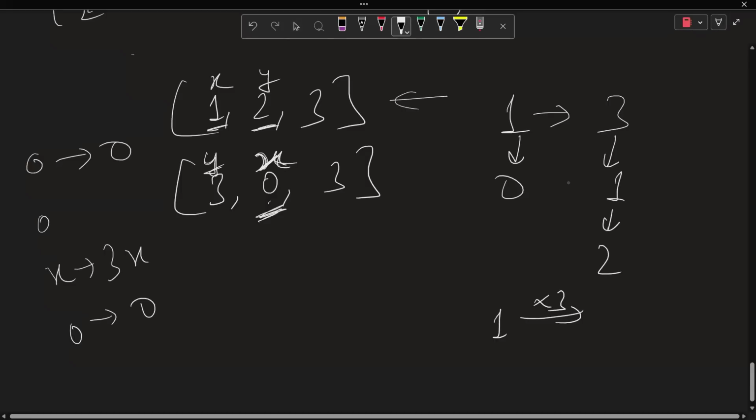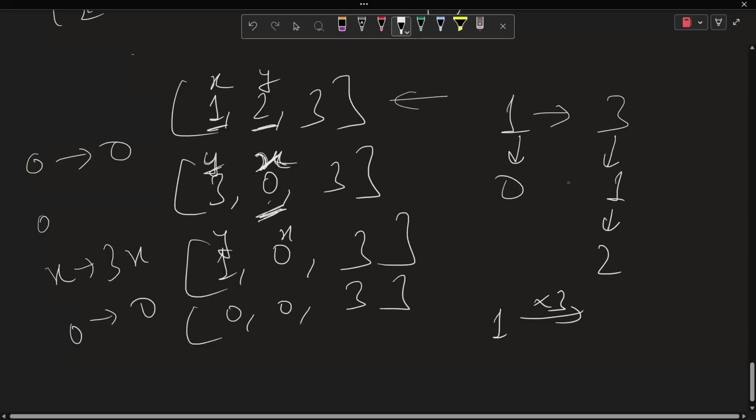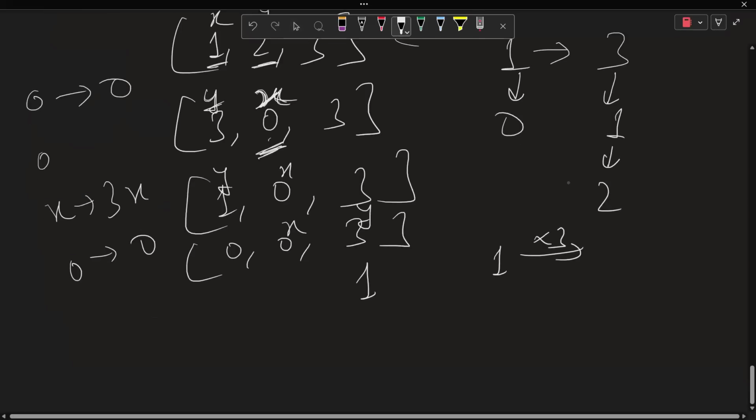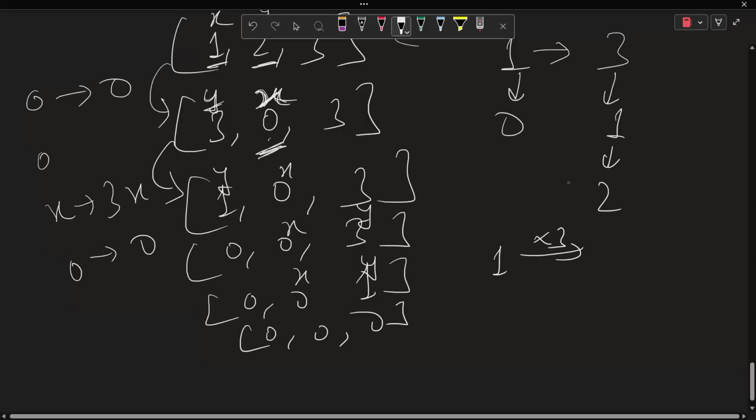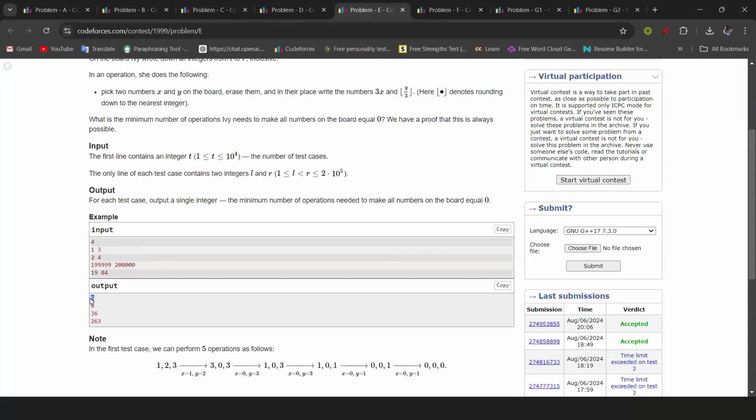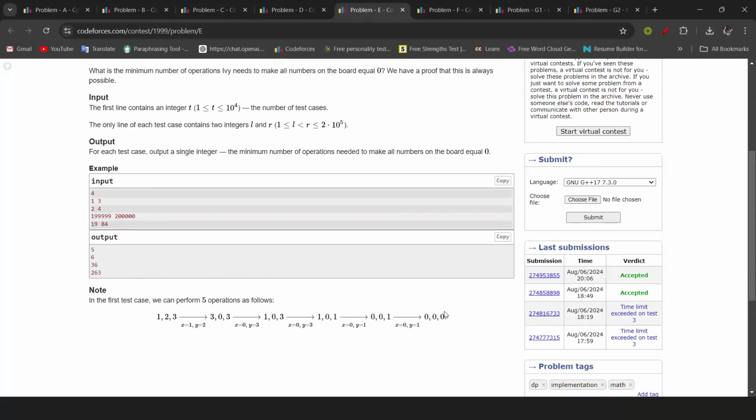So we took this as a Y and made it 1. Then again this X, this Y, this would fall to 0. And now this as X and this as Y, this would fall to 1. Now this as X, this as Y, this would become 0, 0, 0. So you can see in 1, 2, 3, 4, 5 steps, we have made this 0, 0, 0. You can see the answer for this first test case, 1 3, was 5. So this is what we were doing. You can see it in the example.